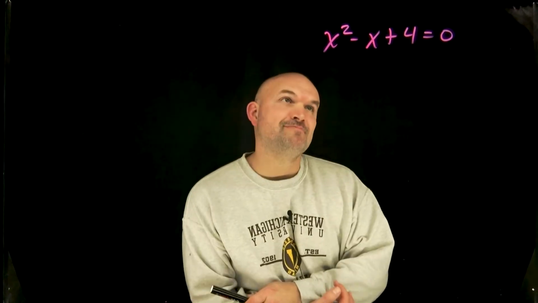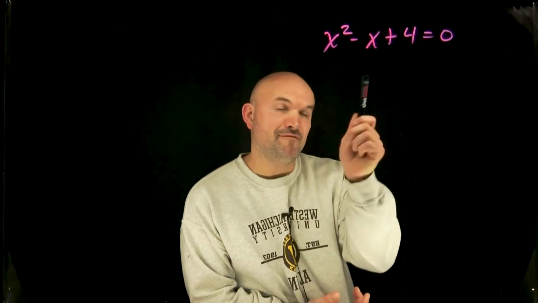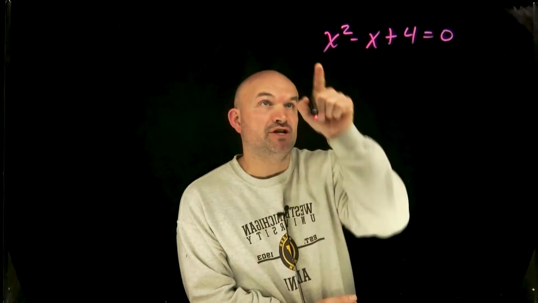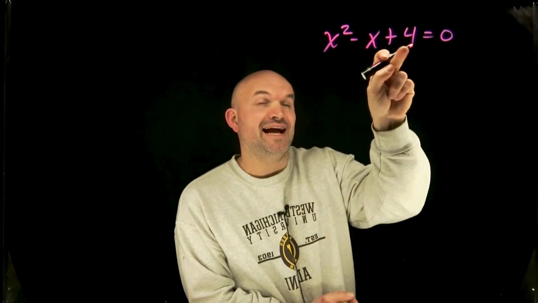Two complex solutions. Let's use the quadratic formula to go ahead and find them. First thing we're going to want to do is identify our a, b, and c. Now that is going to be the coefficient of our quadratic term, our linear term, and our constant.